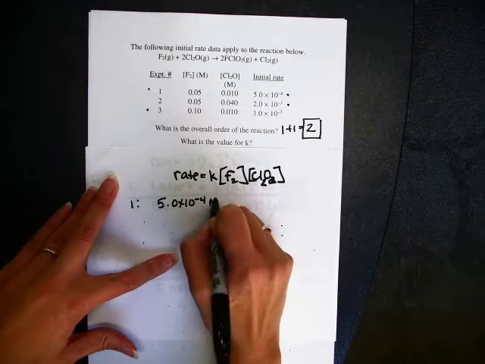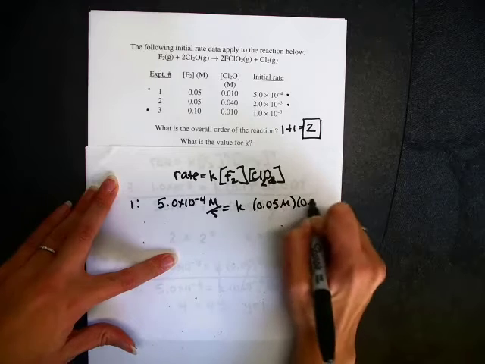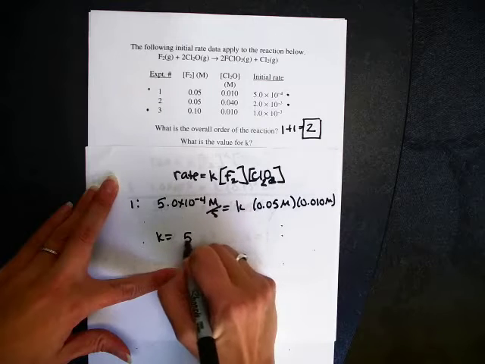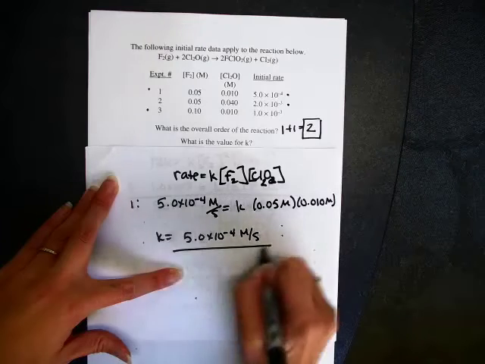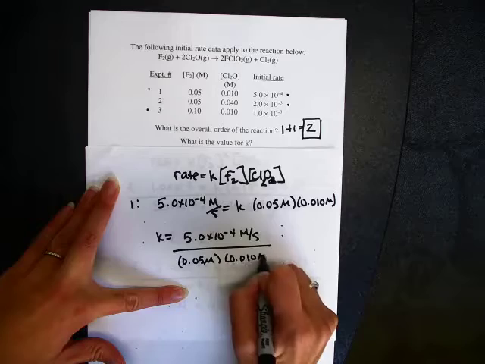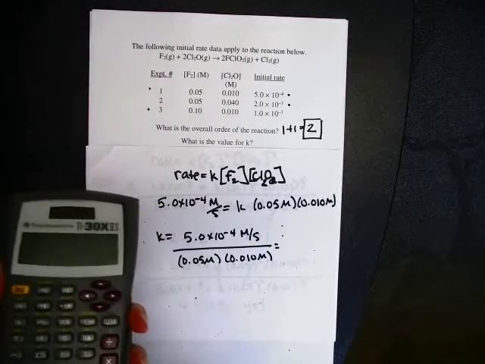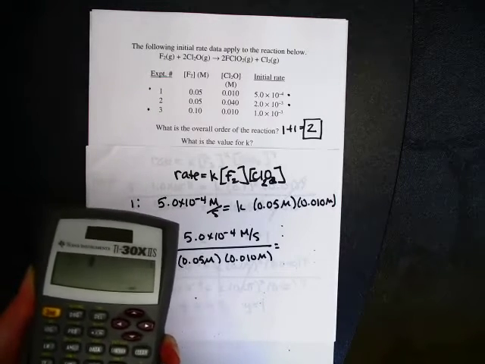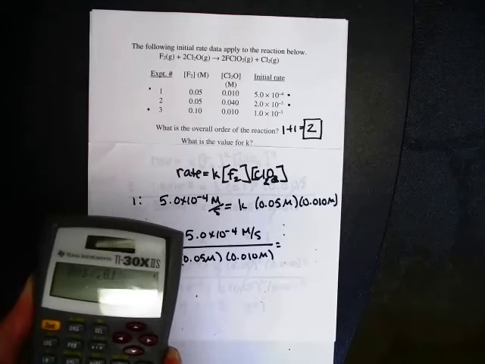It looks like in my chart I forgot to put the unit, but it's molarity per second, probably. And then the concentrations, which I know now are to the first power. And then I just solve for k, so divide by the 0.05 molar and the 0.01 molar to get k by itself. Put that in my calculator. And I got exactly 1.